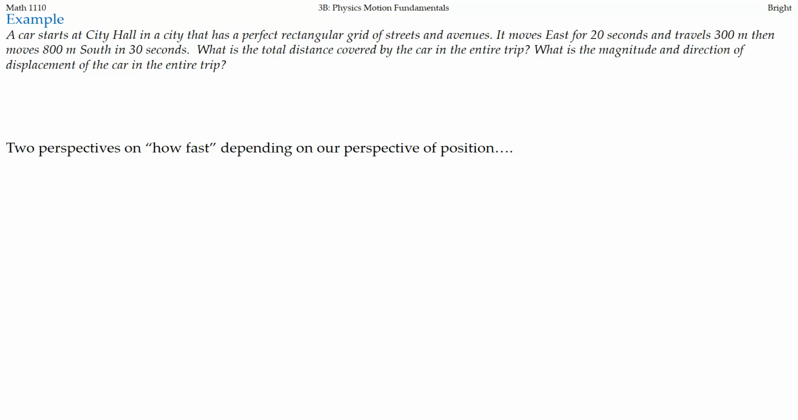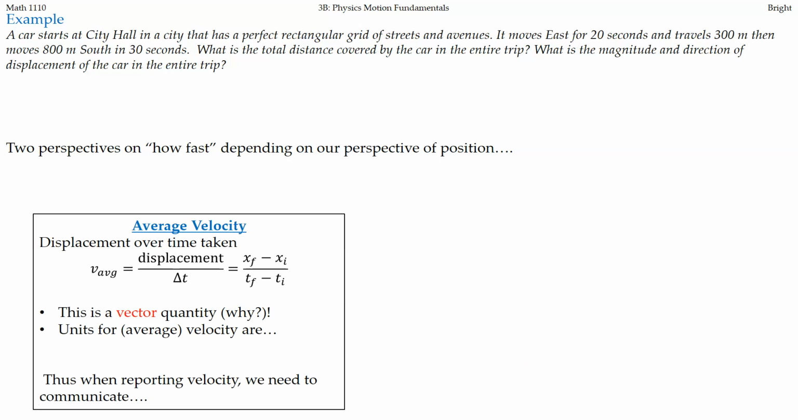The how-fast question depends on our perspective of position. If we're looking at displacement over time, so how the object moves from where it's starting to where it's ending only, according to time, then we get something called average velocity. Displacement we just think of as our beginning and our end, the difference in that. That's all this notation means. Then we divide it by the time taken, and we call this a vector quantity. Why is it a vector quantity? Because it uses displacement.